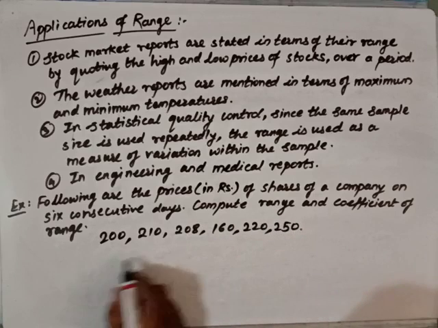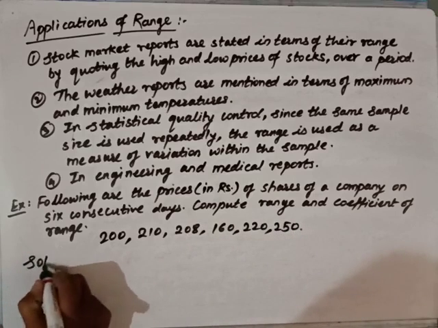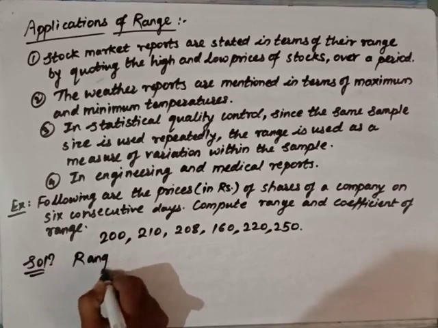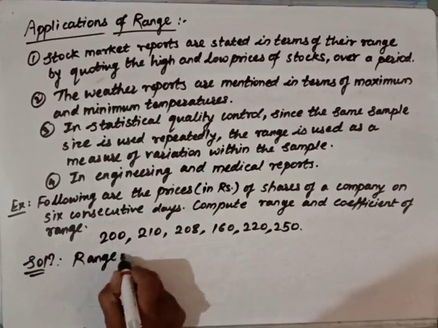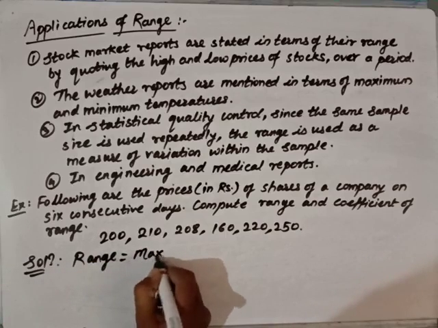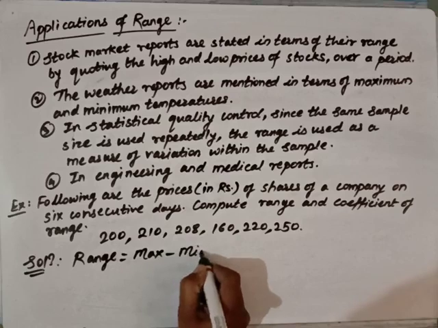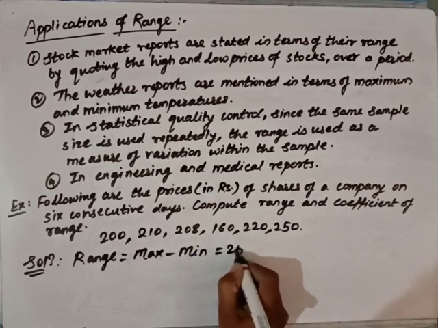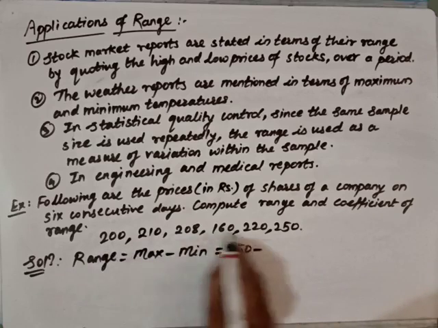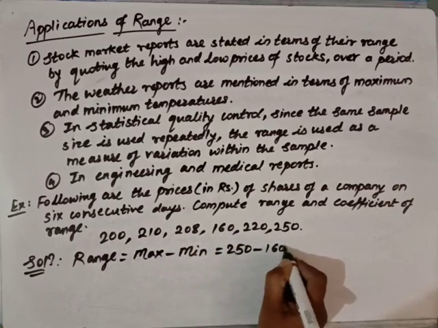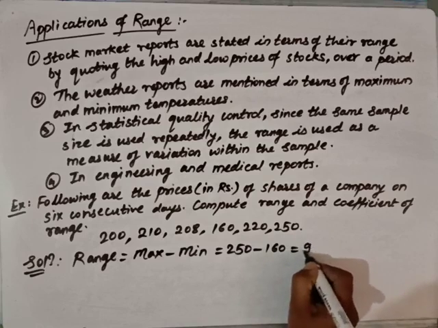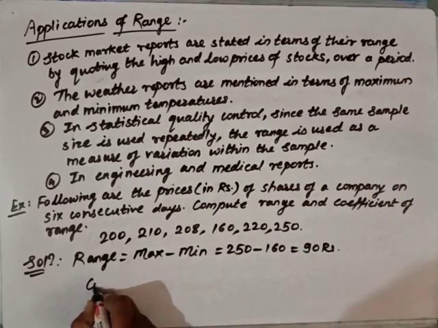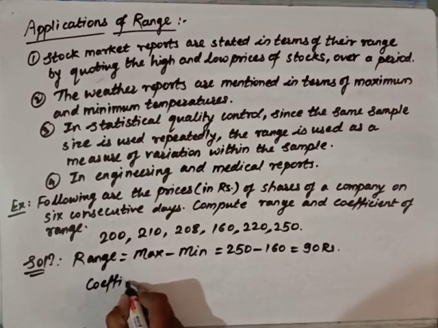Now if you look carefully at the solution, the range is maximum minus minimum. The maximum is 250, and the minimum is 160. So the range will be 90, and this is in rupees. Now coefficient of range.